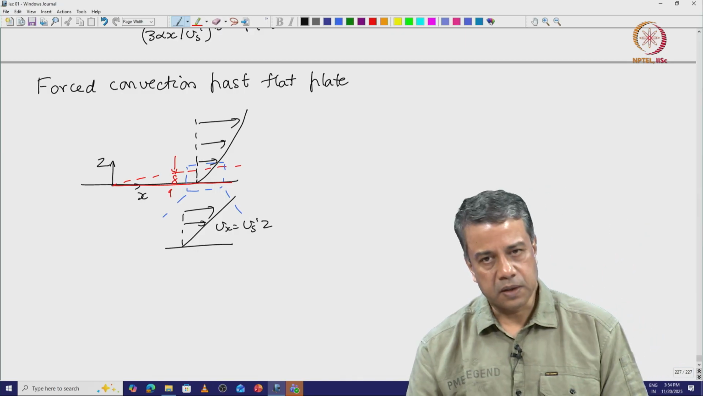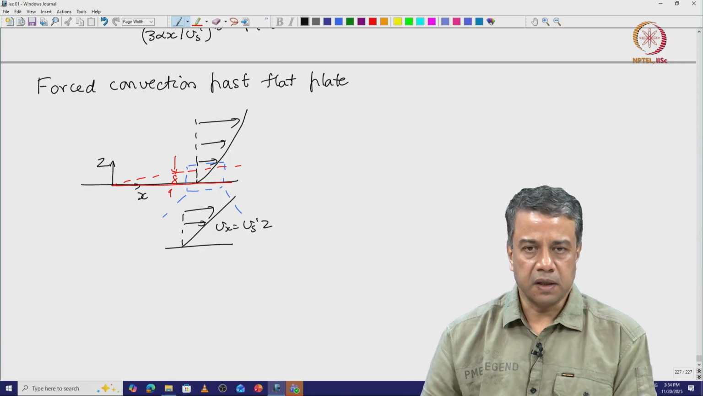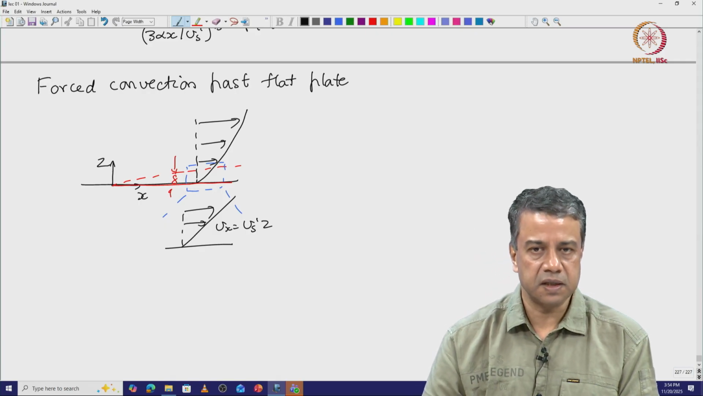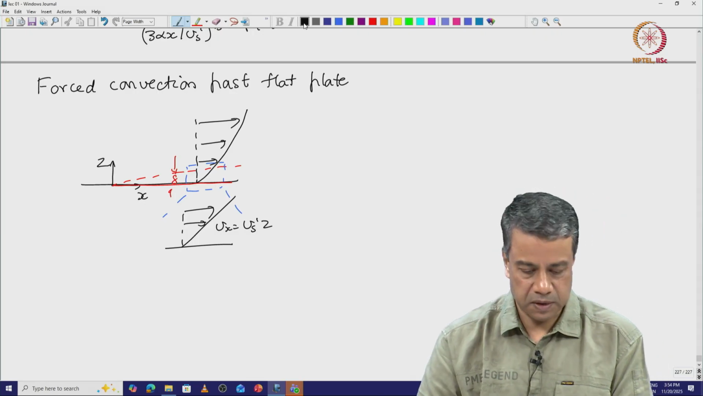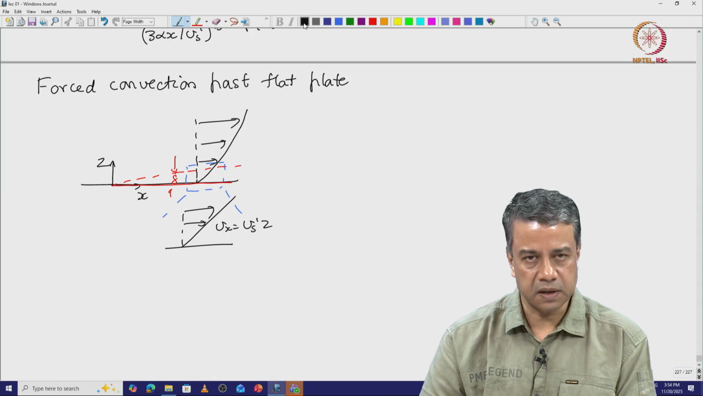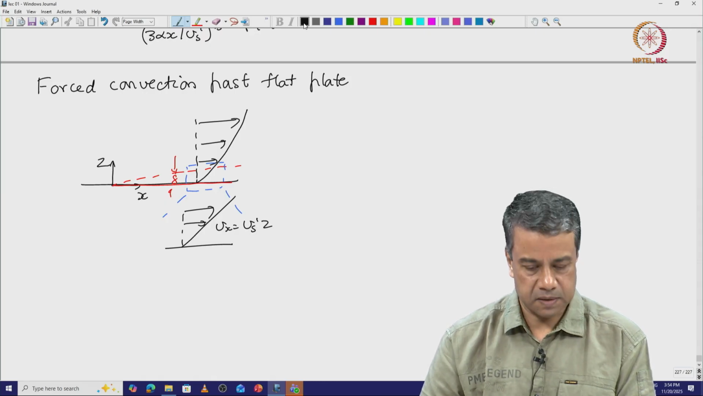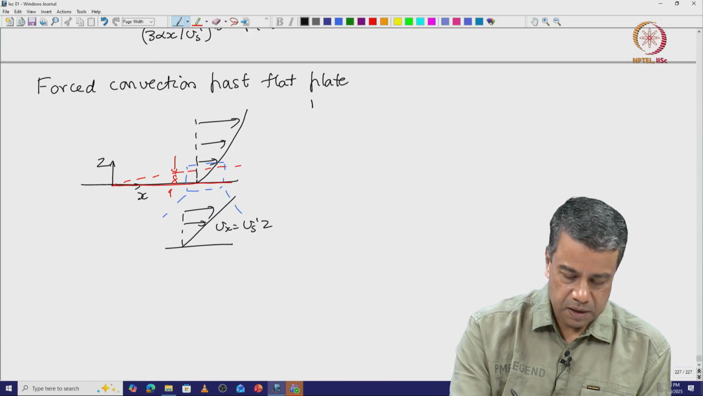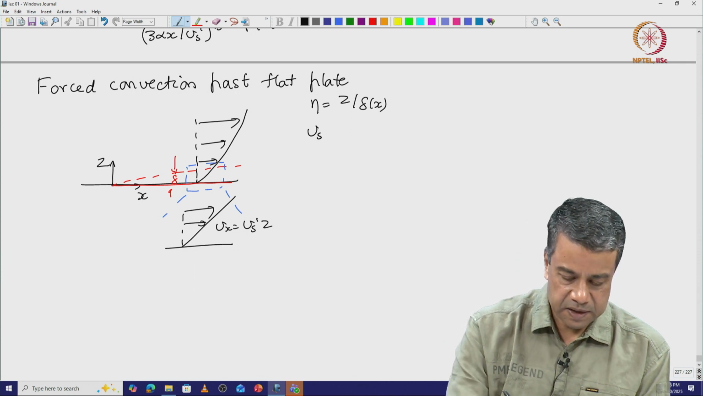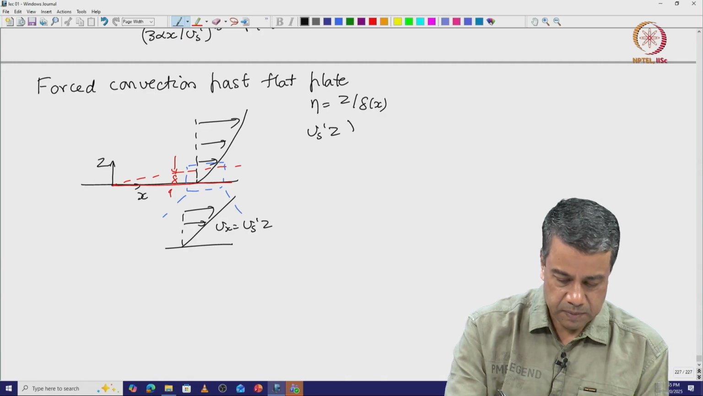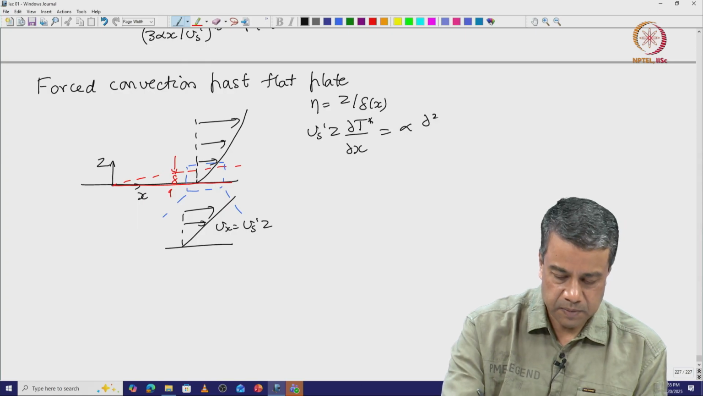In the equation, we include cross stream diffusion and streamwise convection in the balance within this boundary layer. The similarity variable eta is equal to z by delta of x. The original equation is Vs prime z partial T star by partial x is equal to alpha times partial square T star by partial z square.